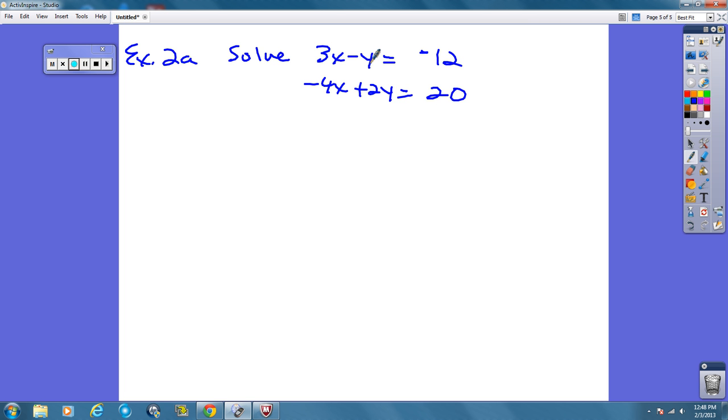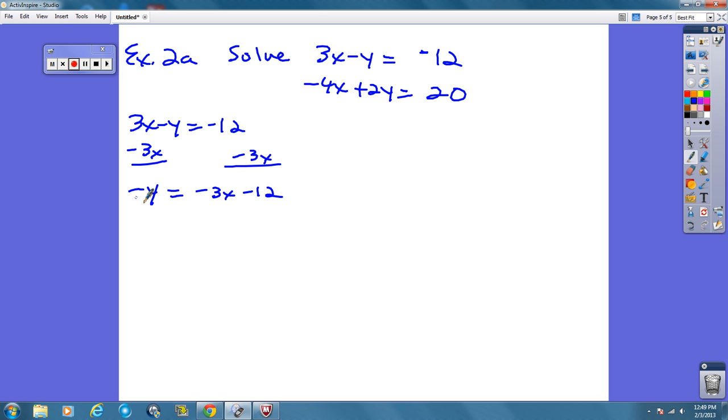Now, I think I'm going to get this y by itself because it has a coefficient of -1, but it's not going to take a lot to change it. So I'm going to have 3x minus y equals -12. I'm going to subtract 3x from both sides. When I do that, I get -y equals -3x minus 12. But I need y, not -y.